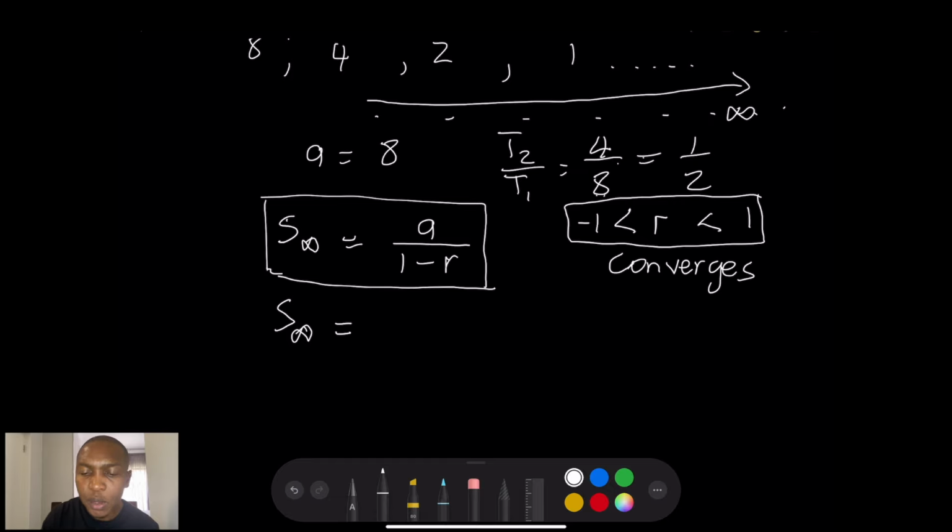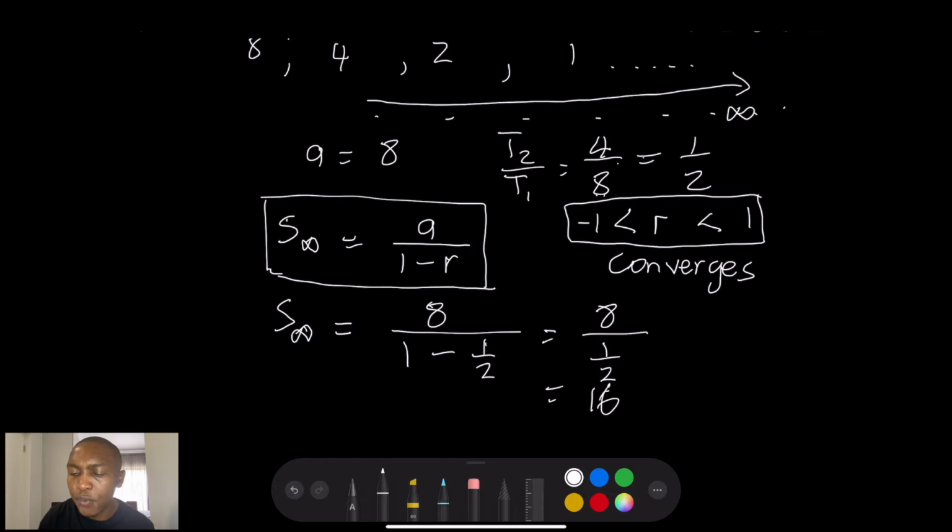So let's find out for this one, what would be the sum to infinity? What is our a value? Our a value would be 8. And what is our r value? We just found out that our r value is 1 over 2. So our sum to infinity will be 8 divided by 1 minus 1 over 2, that's 1 over 2. And this is simply going to give us a value of 16. So the sum to infinity for this particular question is 16.